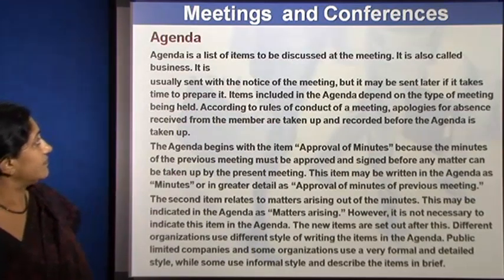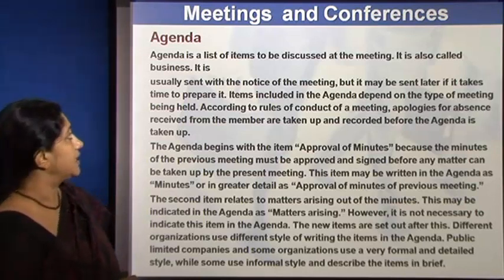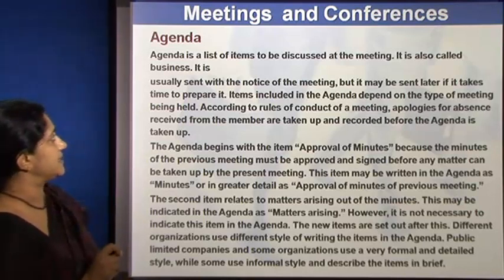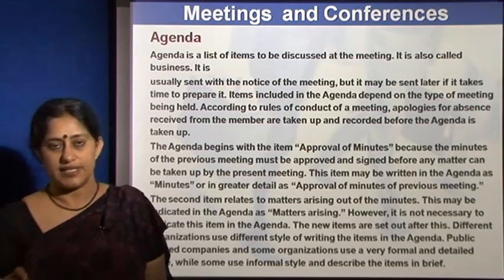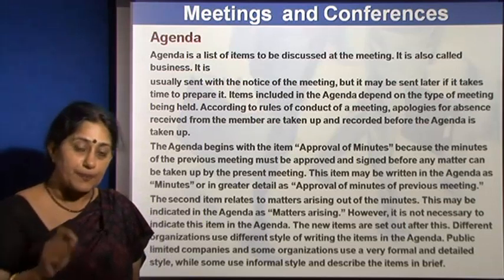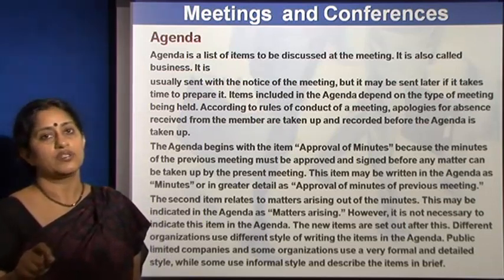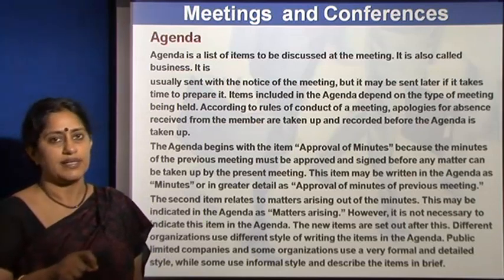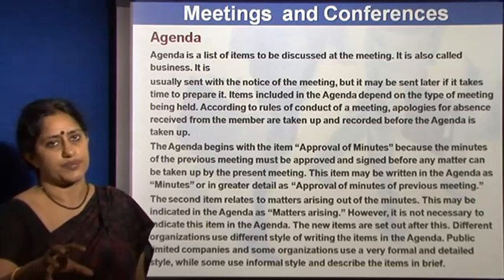Agenda. Agenda is a list of items to be discussed at the meeting. It is also called business. It is usually sent with a notice of the meeting so that people can come prepared and less time is wasted. If preparation is done well beforehand, then when the meeting happens, precious time can be used to discuss the problems.